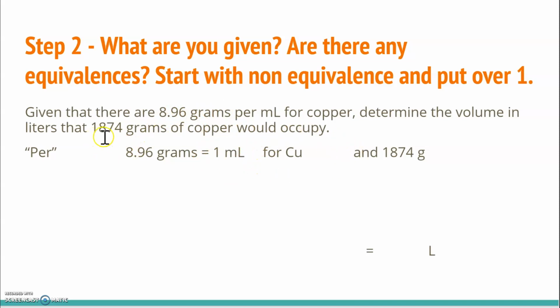And I'm given 1,874 grams. That's not an equivalence, that's just our starting point. So don't start with the equivalence, because now I don't know which of these I would put on top. I'm going to start with the number that's by itself that I actually am going to be converting. So I'm going to start with 1,874 grams, and I'm going to put it over the number 1. So I'm going from grams to liters.